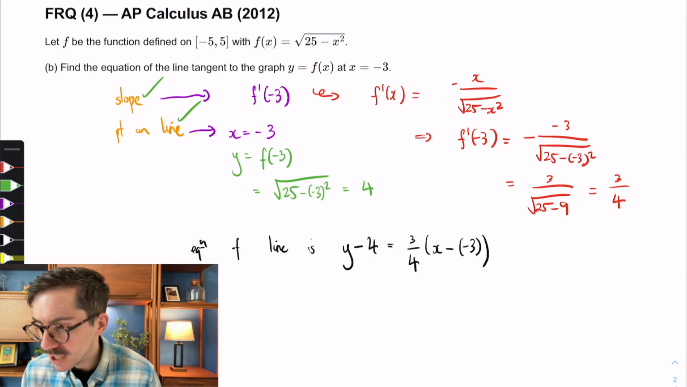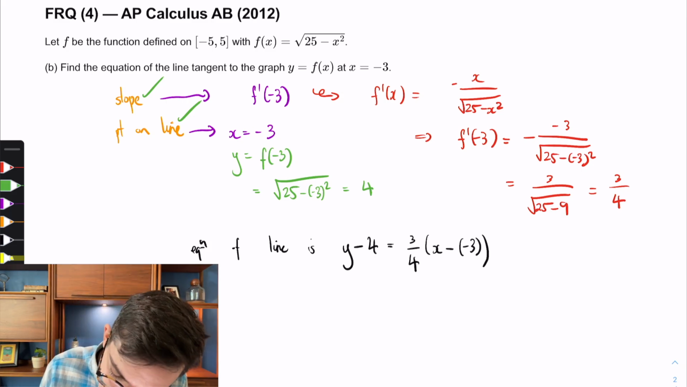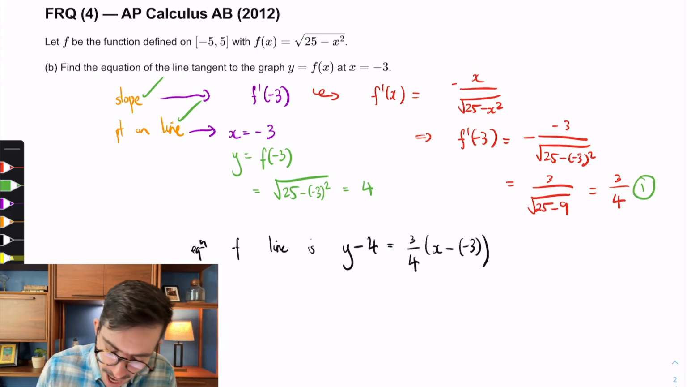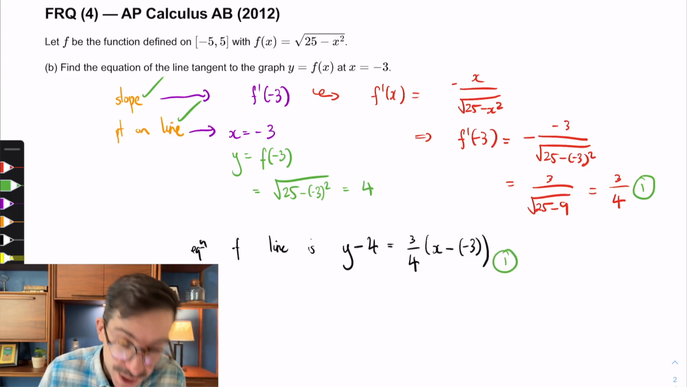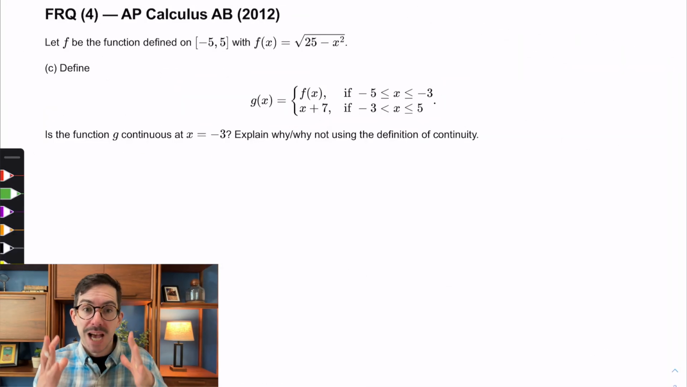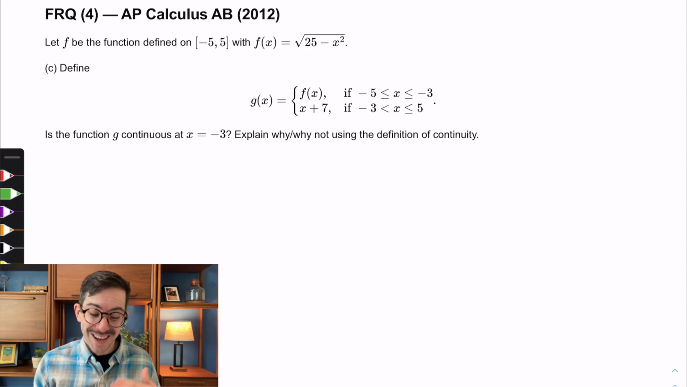So how are the points divvied up here? Well, I get 1 point for calculating the slope correctly, and I get 1 point for this correct equation. So far, this FRQ has been all about calculation, hands-on, concrete stuff. That's all about to change with part C, where we're asked to work with the definition of continuity.